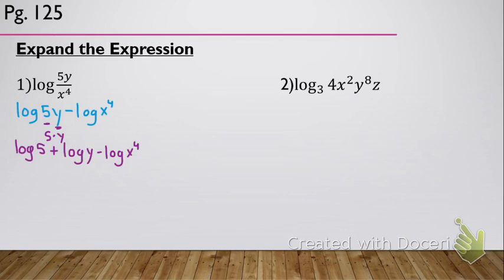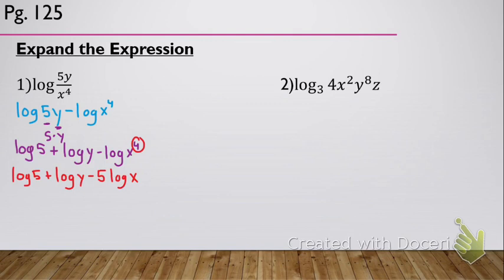5 times y, log of 5 plus log of y. So that, okay? Last step, we look for one that has an exponent. Which one of these has the exponent? X to the 4th, right? There's an x to the 4th. There's our exponent, power property. We can pull that to the front, okay? Everything else stays the same. So log 5 plus log y minus 5 log of x.